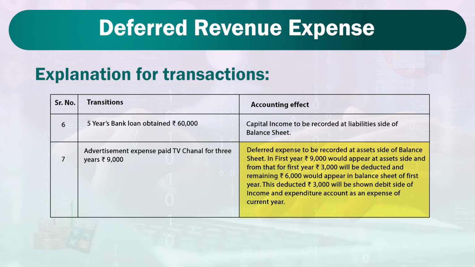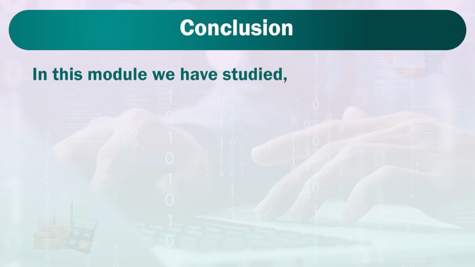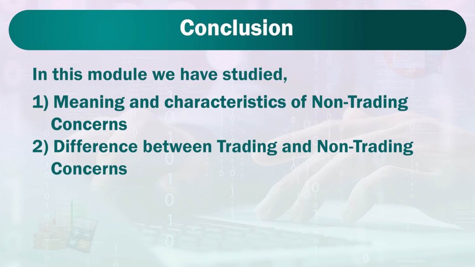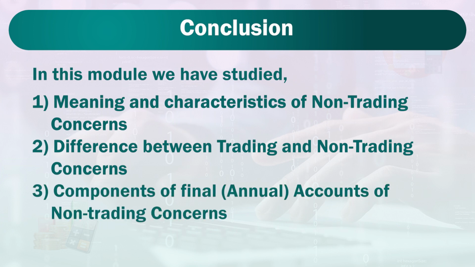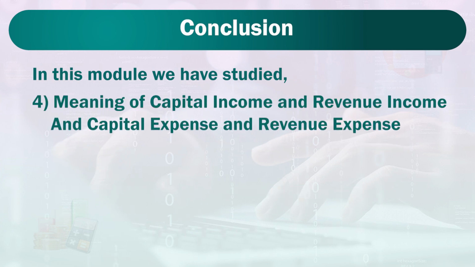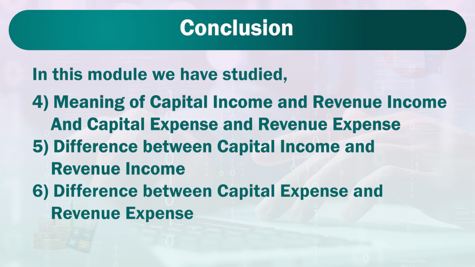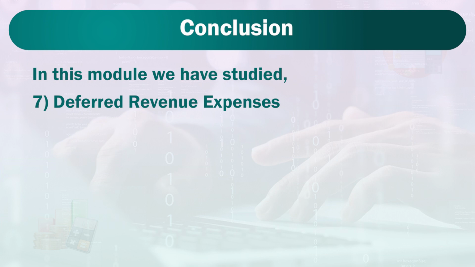Conclusion. In this module, we have studied 1. Meaning and characteristics of non-trading concerns. 2. Difference between trading and non-trading concerns. 3. Components of final account of non-trading concerns. 4. Meaning of capital income and revenue income and capital expense and revenue expense. 5. Difference between capital income and revenue income. 6. Difference between capital expense and revenue expense, and 7. Deferred revenue expense. We have also covered an illustration.